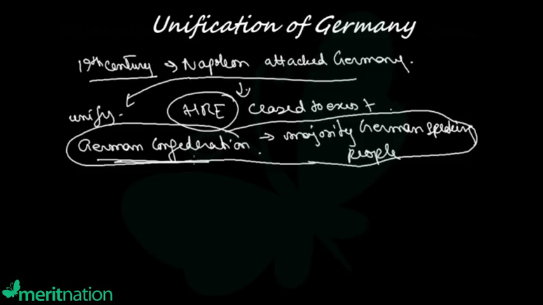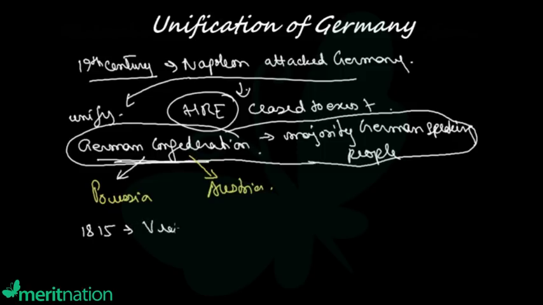However, even within this confederation, Prussia and Austria still remained really prominent. Now, after the fall of Napoleon, in 1815, the Treaty of Vienna is signed and ultimately Germany is divided into almost 39 states, right? 35 small units.